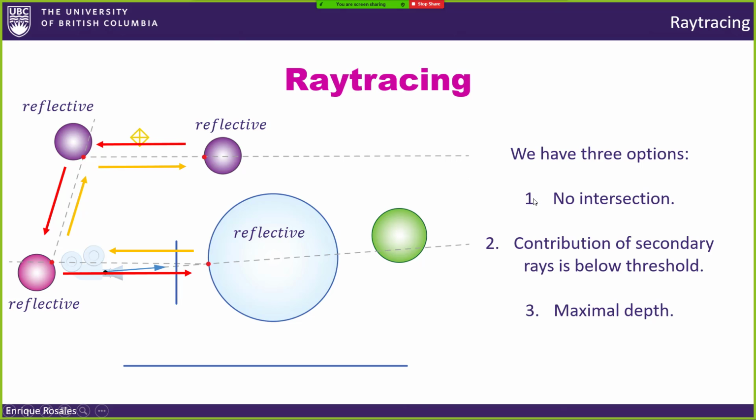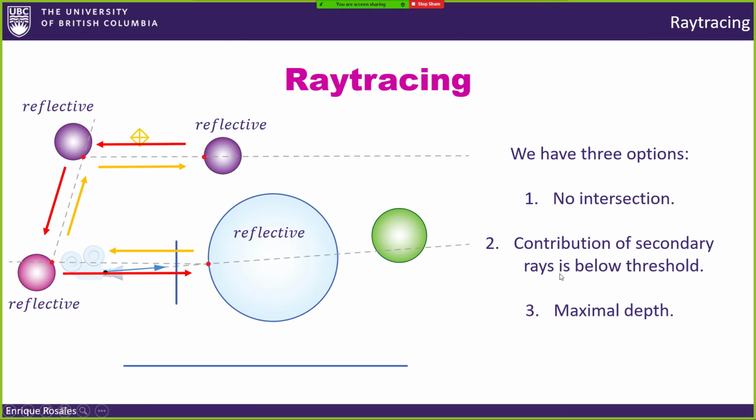So one is just keep creating secondary rays until you have no intersection, right? This is a horrible idea, right? Because you might have a geometry of your objects which is basically infinite, and you will always have an intersection because the rays are going just back and forth, and it will never end. But sometimes people used to do this. Basically terminate when there's no intersection anymore.